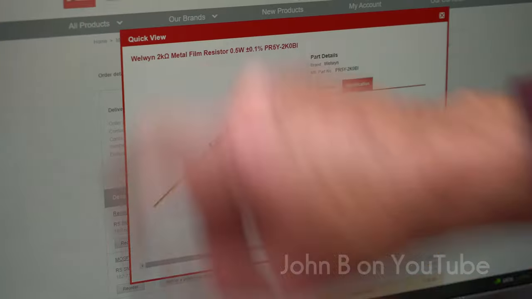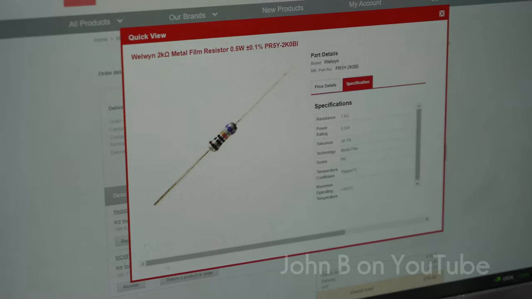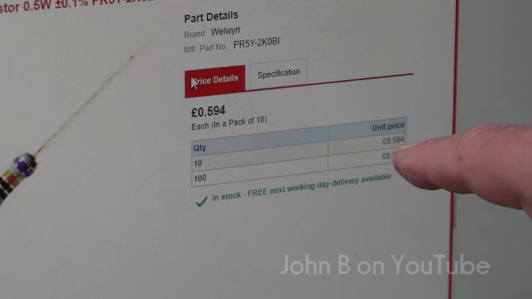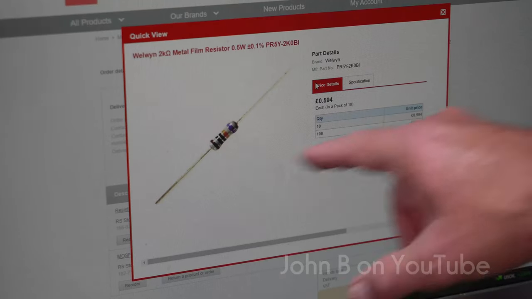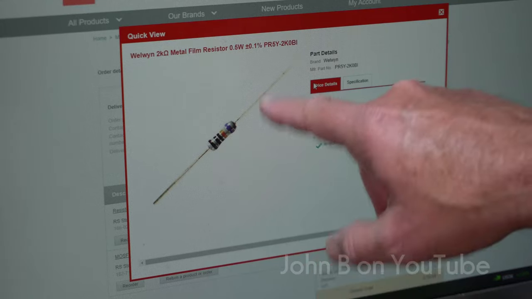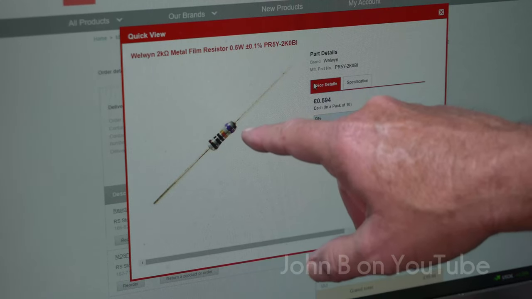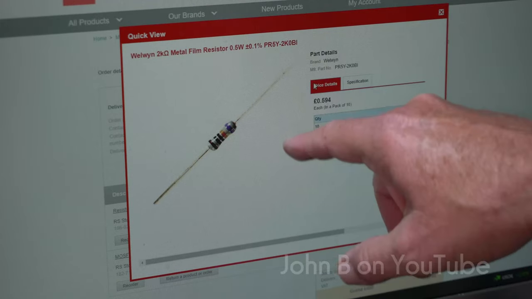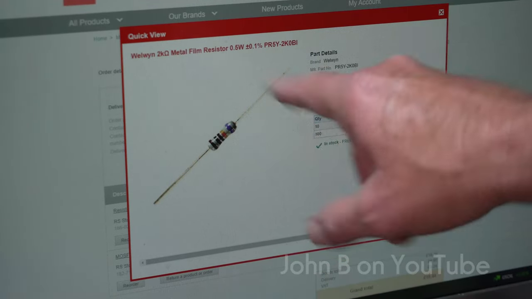2001. So they're manufactured by Welwyn, and they cost 59.4p each. For through hole resistors like these, once you get even higher degrees of accuracy, better than 0.1, they start jumping up to like 18, 20 pound each and more.